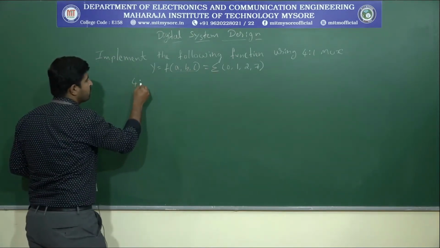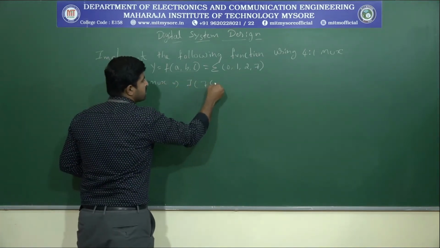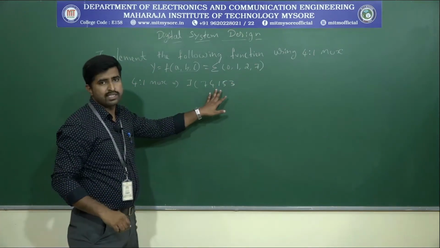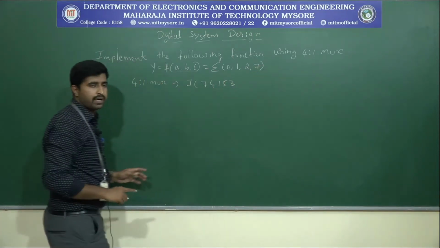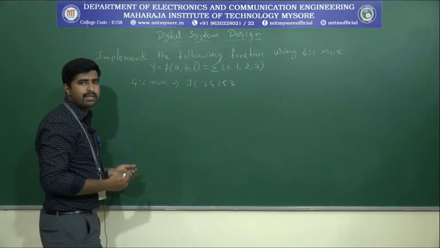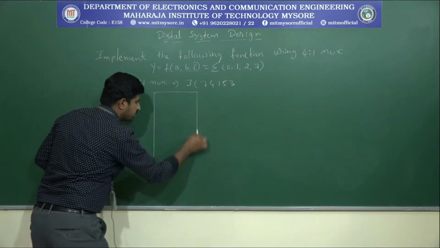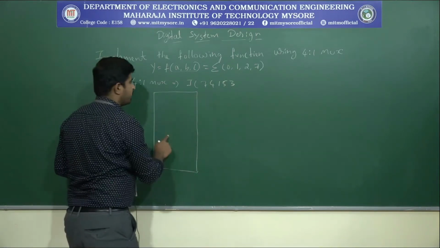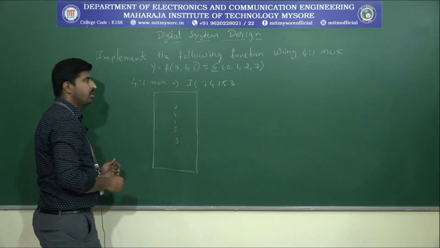So first of all, for a 4:1 mux, which is the IC we are going to use? That's IC 74153. Okay, it's a dual 4:1 mux. So now we will use one 4:1 mux. Here dual 4:1 is there, so let's enable only one and let's disable the other one.